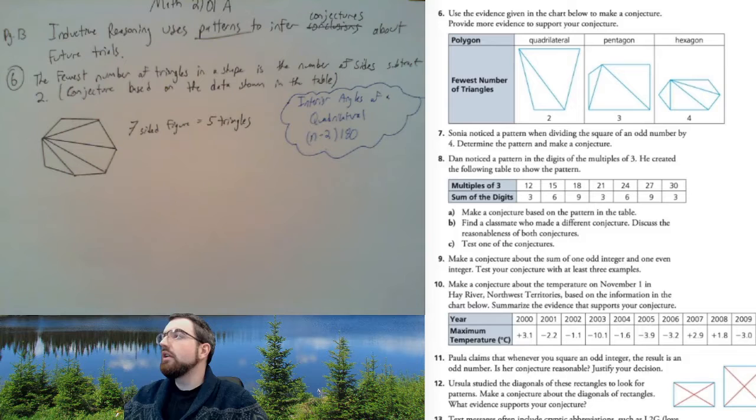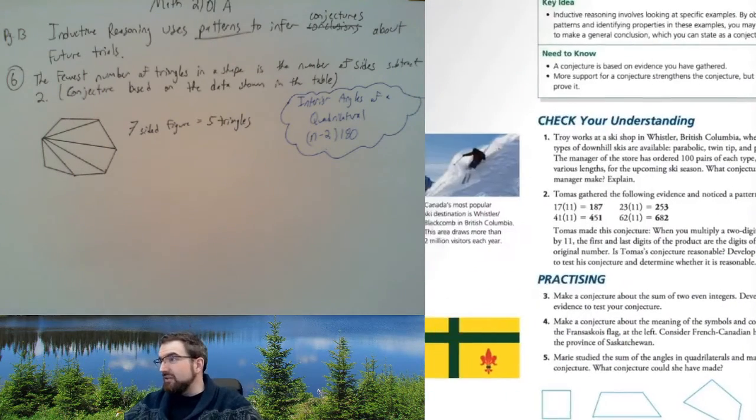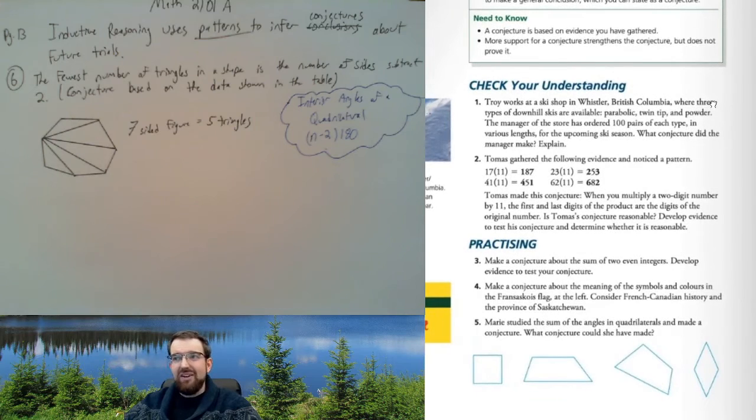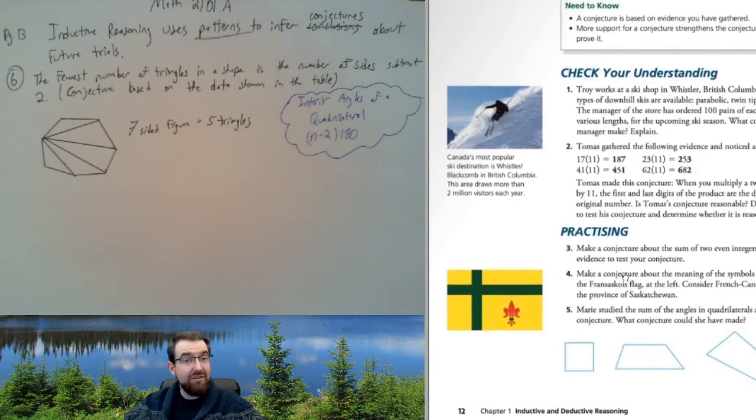Let me show an example of one. Okay, this is on the deductive reasoning here now. Sometimes it's a bit strange to see inductive reasoning in a math course, for example, right? Look at question 4 over here. Make a conjecture about the meaning of the symbols and colors in the Francois flag to the left. Consider French Canadian history and the province of Saskatchewan. You'll notice that has nothing to do with math at all, does it? This is a history slash geography question, right?